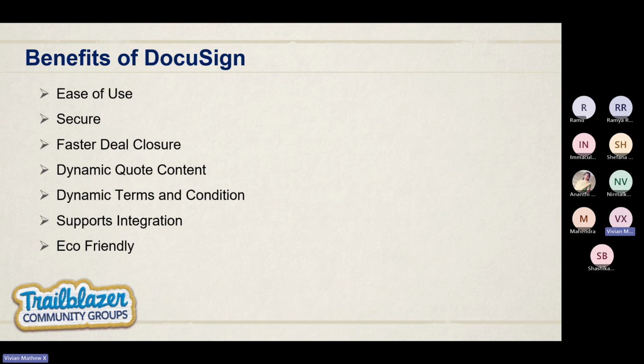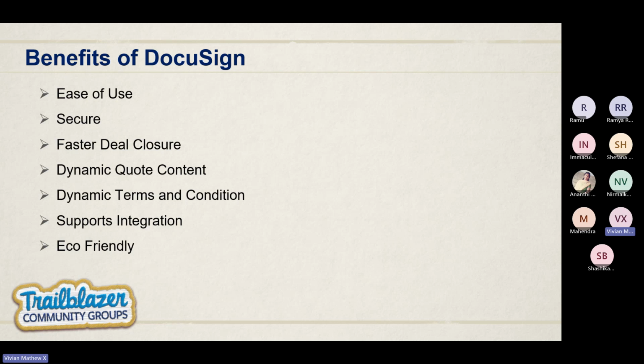Looking into the benefits of DocuSign, it is basically very easy to use. Any customer can easily approve your document with some guided steps that you can add to your document. It is highly secure as they fall into the compliance of the latest security that is available. DocuSign brings in a faster deal closure. DocuSign claims that around 82% of the deals have been closed in a day.